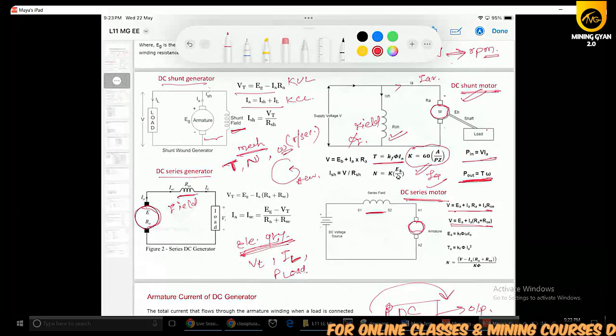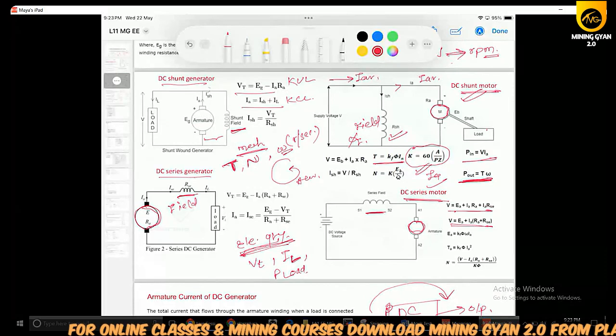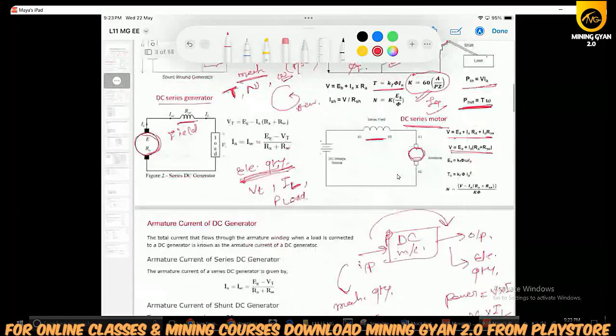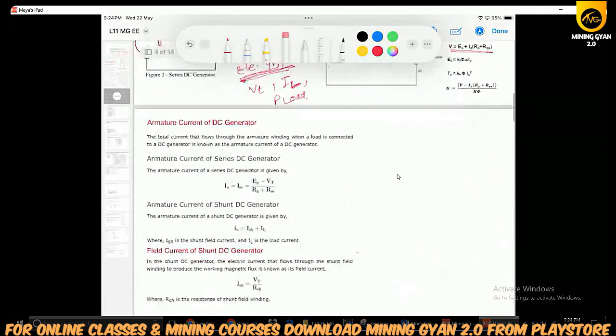So in case of a motor, you have to supply the electrical energy, but in case of a generator, you have to supply the mechanical energy. I think you understood the difference between these two. Once you practice now, then you will get more clarity.